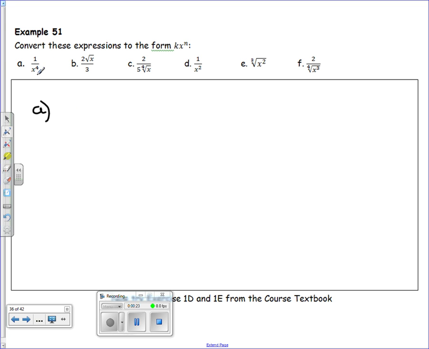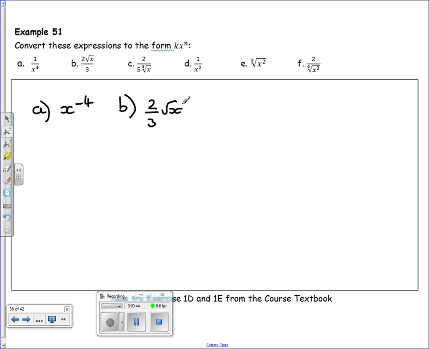Remember that's the reciprocal when the x to the power 4 is on the denominator, so we can write that as x to the power minus 4. So k would be 1 and n would be minus 4. In part B, we can write that as 2/3 root x.